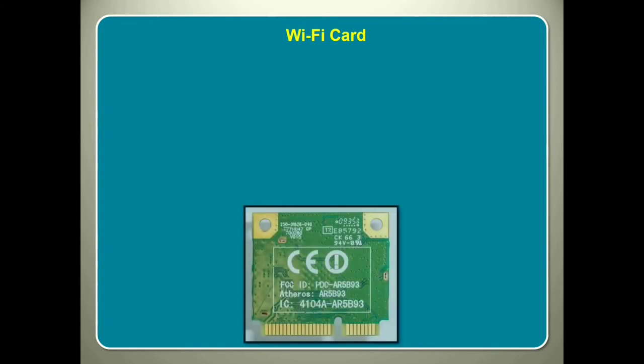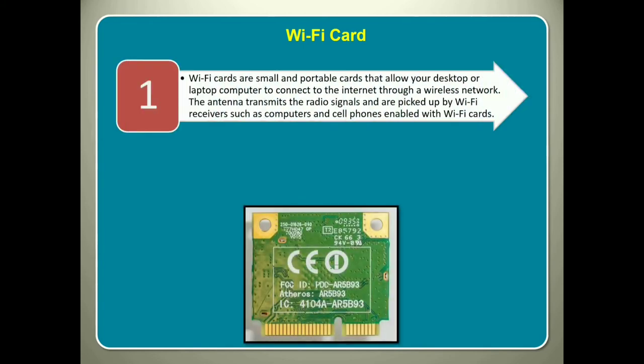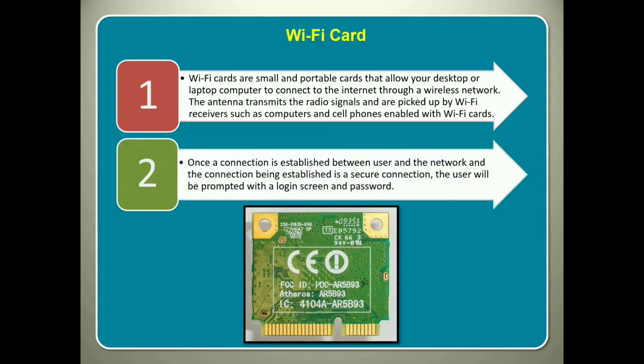You have come to the last concept of this session, Wi-Fi card. Wi-Fi cards are small and portable cards that allow your desktop or laptop computer to connect to the Internet through a wireless network. The antenna transmits the radio signals and are picked up by Wi-Fi receivers such as computers and cell phones enabled with Wi-Fi cards. Once a connection is established between user and the network, and the connection being established is a secure connection, the user will be prompted with a login screen and password.